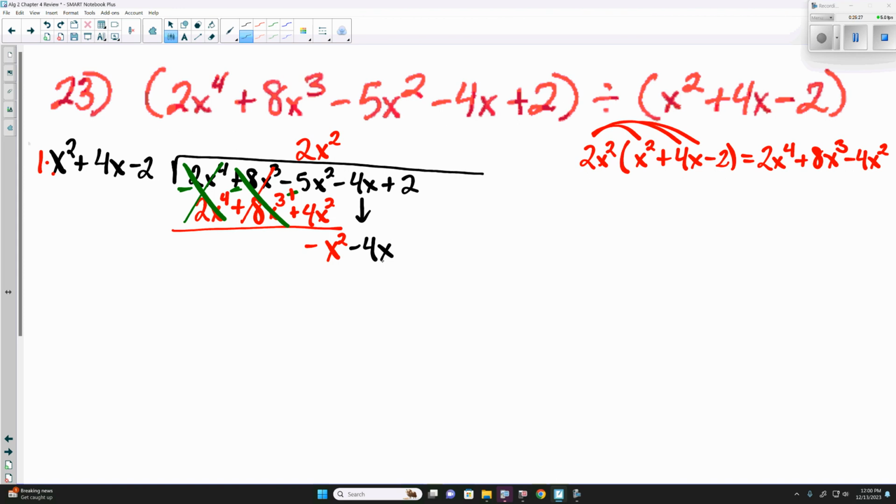Questions on this so far? Now this one is a little interesting, mainly because at this point, what we're dividing this by has 3 terms. What we have down here only has 2. And since that's the case, we just need to bring another term down.